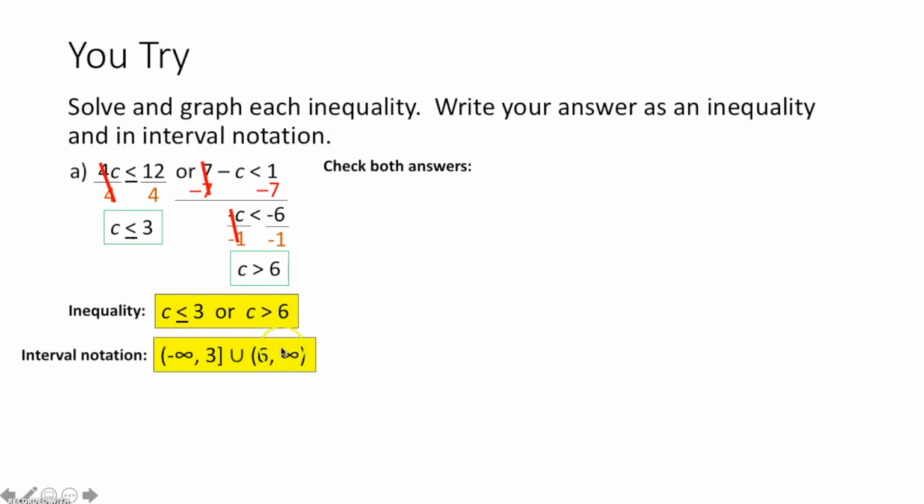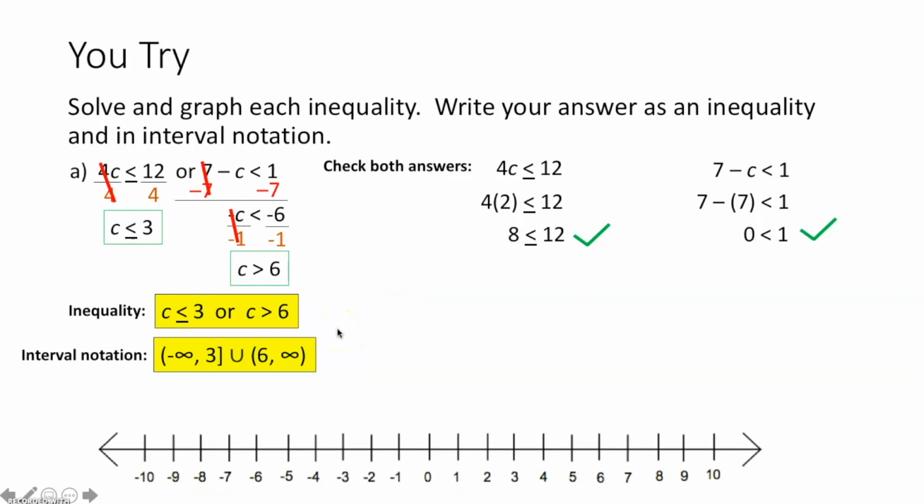Now I check each of those. Take my original inequality and plug in a number on that given interval that I found. So c is less than or equal to 3. I'm going to plug in, let's say 2. If I plug in 2 for c, 4 times 2 gives me 8, and is 8 less than or equal to 12? Yes, it is. That checks out. Over here, for this one, I take this initial inequality, and I plug in something in my solution set. So what would that be? Let's say 7, right? 7 is between 6 and infinity. So I plug that in. 7 minus 7 gives you 0. Is 0 less than 1? Yes, it is. So these check out, which means I can graph it.